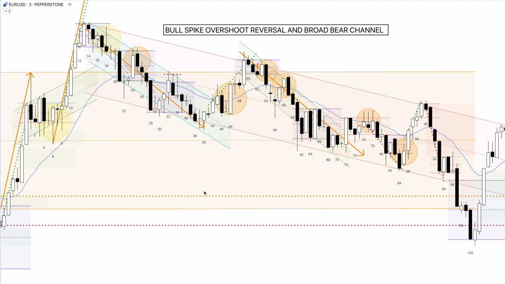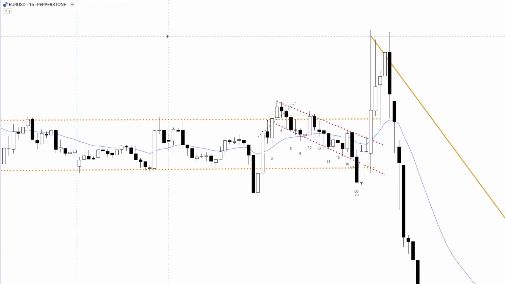Hello, this is the price action for yesterday, the EURUSD 3-minute chart. We had a bull spike followed by an overshoot that led to a reversal and broad bear channel. Let's go up to the 15-minute chart to see how this formed.